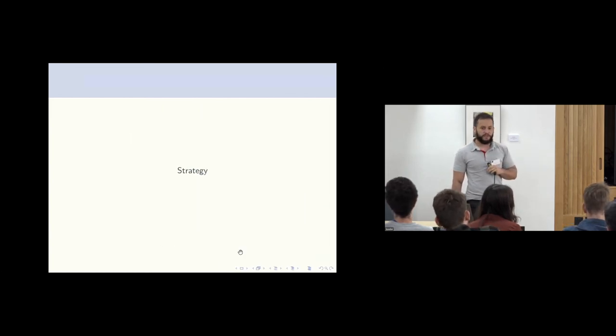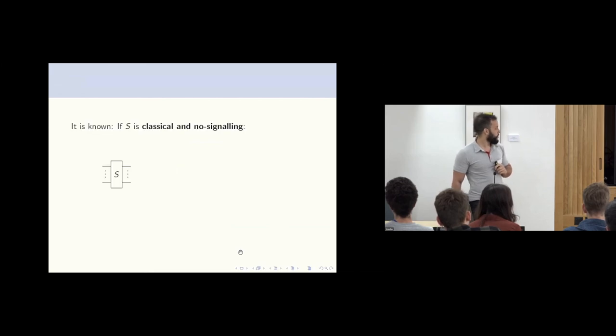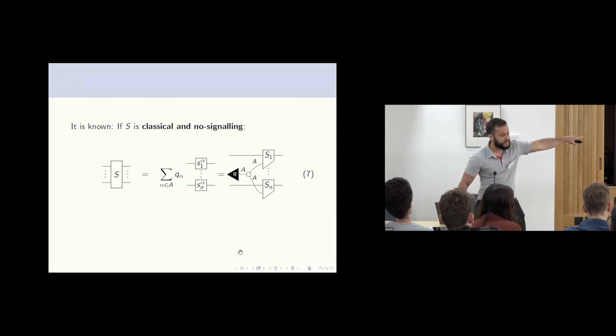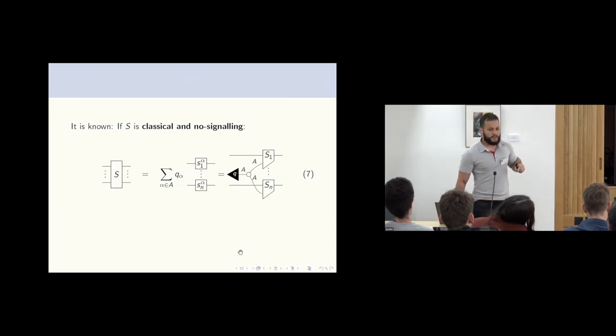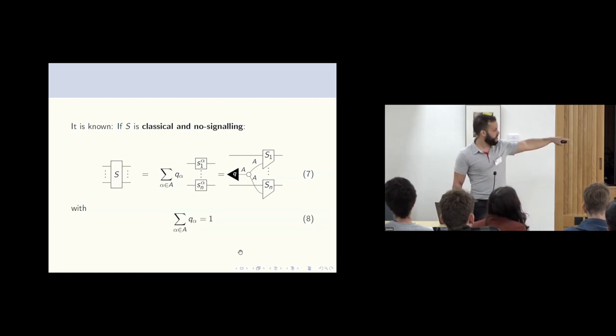So the strategy to prove our result will be the following. It is known for classical stochastic channels that if this channel S is no signal, then you can write it as an affine combination of product classical channels. So you can use diagrammatic notation to encode this affine combination part as an unphysical state Q that is being distributed by copy to the individual parties that have a product channel. So remember that this combination of product channels is an affine combination.